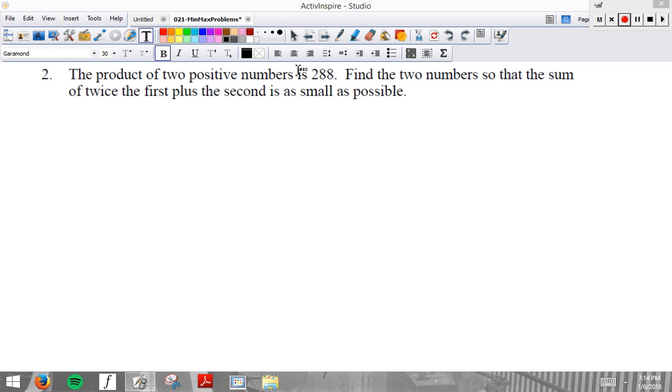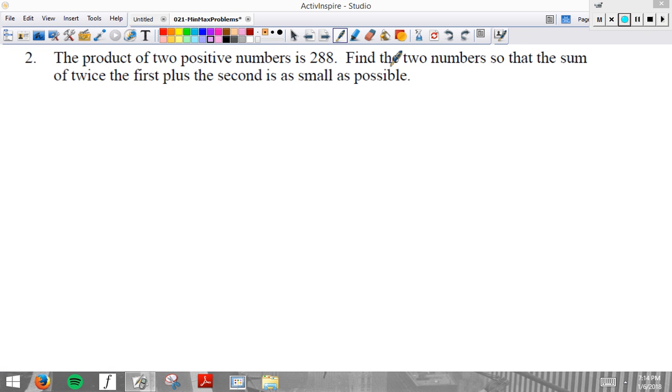The product of two positive numbers is 288. Find the two numbers so that the sum of the first plus twice the second is as small as possible. So what I notice right away is that I have no picture, and there's no real picture we can get for just two numbers. So let's just label a variable. Step 1 would be something like, okay, let's say x equals the first number, and y equals the second number.